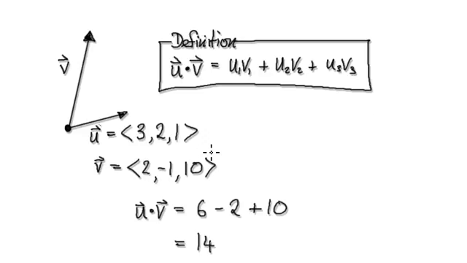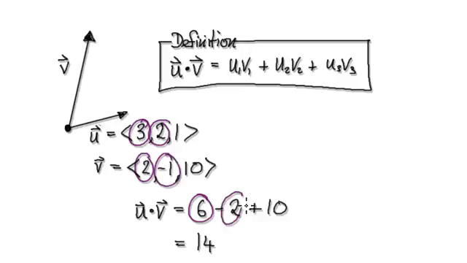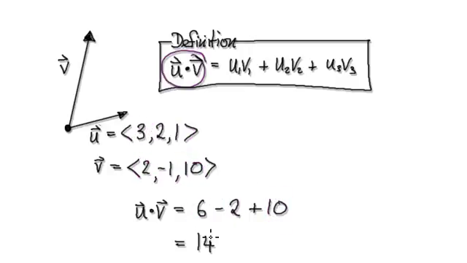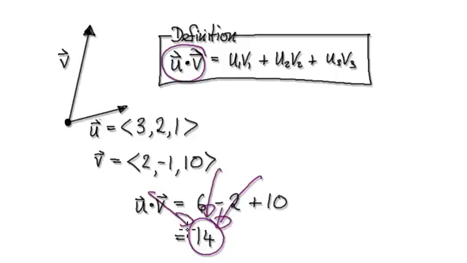So for example, if you have this vector here, 3 across, 2 in the y direction, 1 in the z direction, and so on, the dot product would be this times this, that will then give you 6, this times this, that will then give you plus minus 2, which would be minus 2. And then this times this, that will then give you this. So the dot product would be the number 14. It's not a vector, it's a scalar. It's just the number 14.